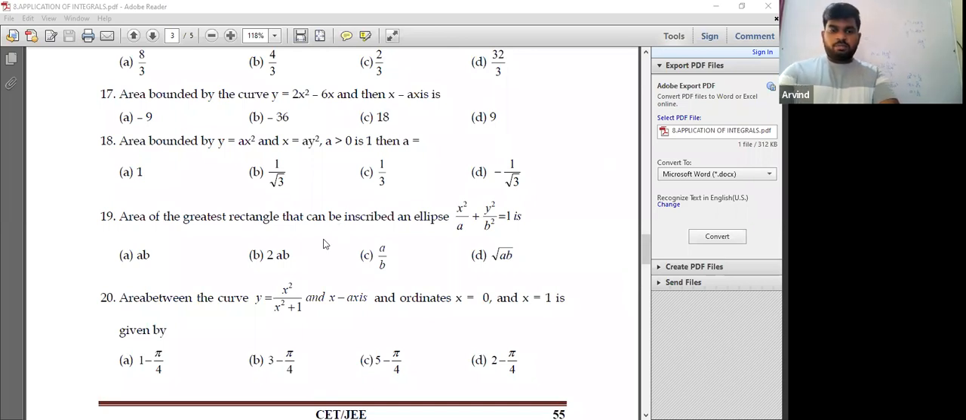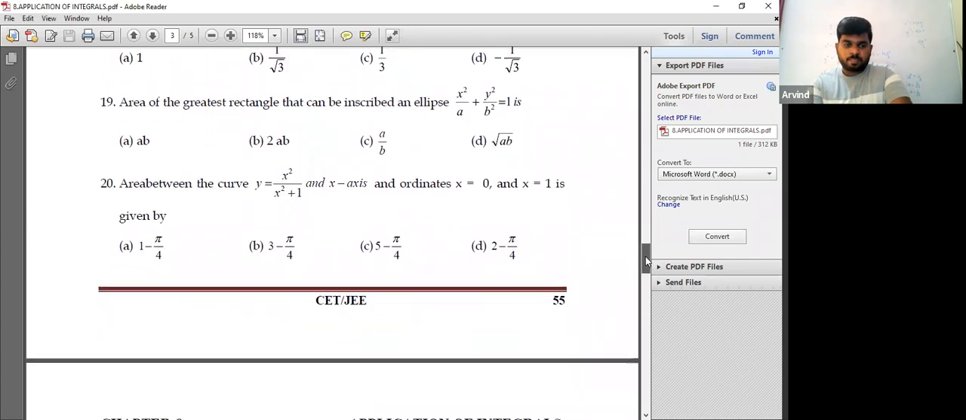That will be equal to 2ab. Please remember this. In an ellipse, you can construct a rectangle. And what will be the greatest area? That is the question. That will be equal to 2 times ab. If you remember it, it will be very easy.